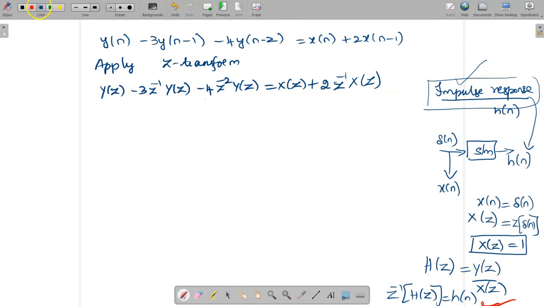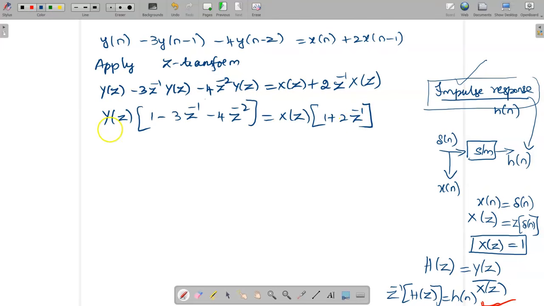So, in order to find out x of z, let me take y of z commonly in the left hand side. So, that is 1 minus 3 z inverse minus 4 z power minus 2, which is equal to, take x of z commonly in the right hand side, 1 plus 2 z inverse. Okay. So, we need to find out the transfer function, which is also called as system function. So, once we have determined h of z, then we can apply inverse Z transform and we can find out h of n.